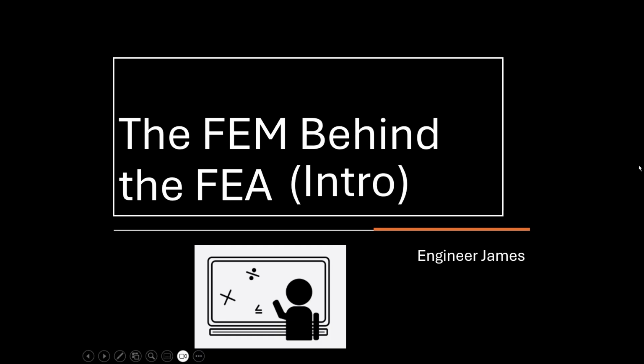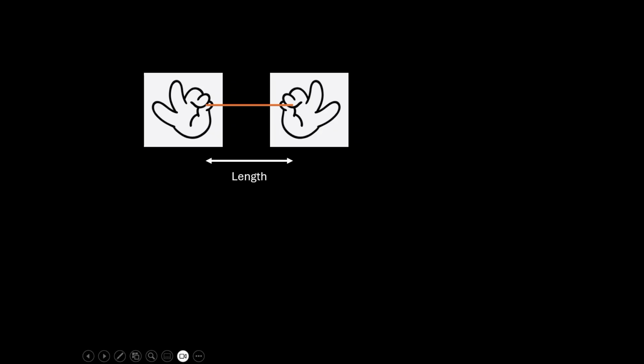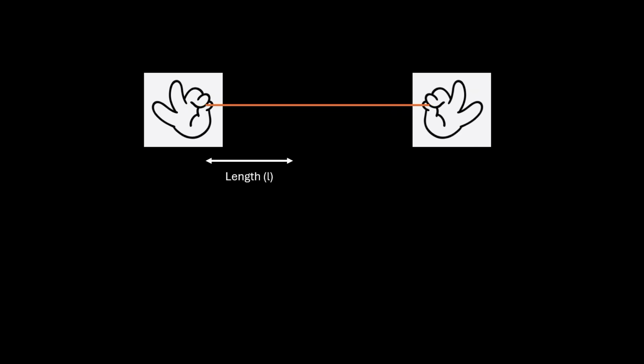Let's get started. If you have a long piece of rubber, let's say a rubber band that you cut open, and it has some original length, and if you apply a stretching force to it, it's going to stretch. So we're going to call that original length L, and we're going to call the force F, and we're going to call that change in length the delta L.